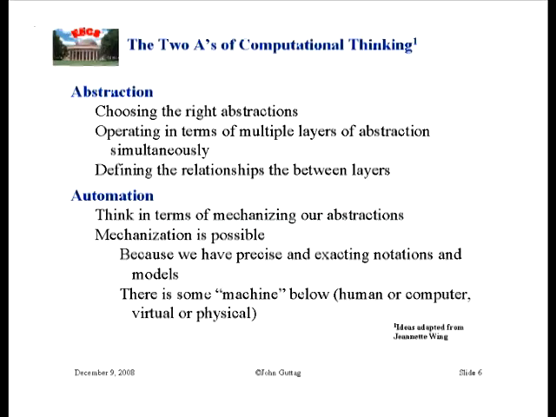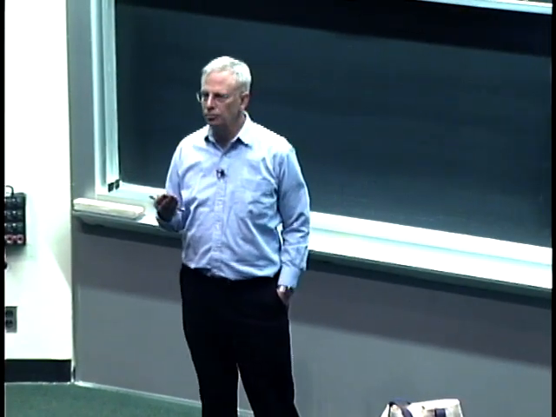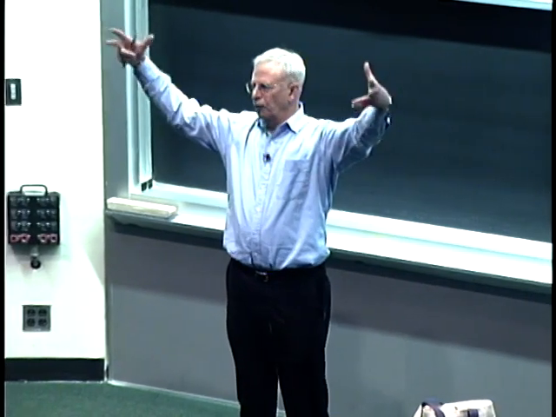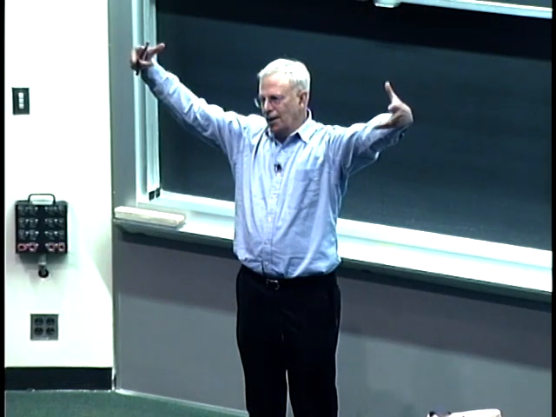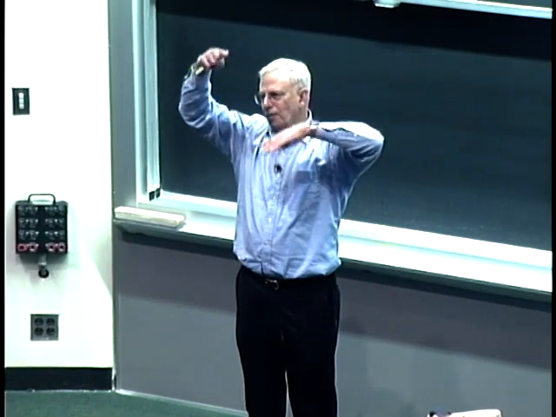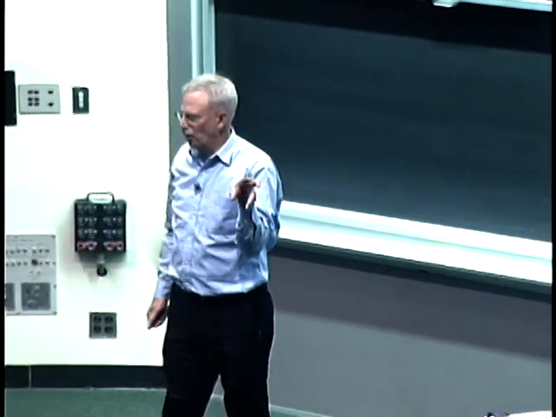So the 2 A's are abstraction, choosing the right abstraction, and operating in terms of multiple layers of abstraction simultaneously. And that's a little bit tricky, something that you've worked on this term. You invent some beautiful high level of abstraction, but then you have to think about it and implement it using the rather low-level abstractions provided by the programming language.